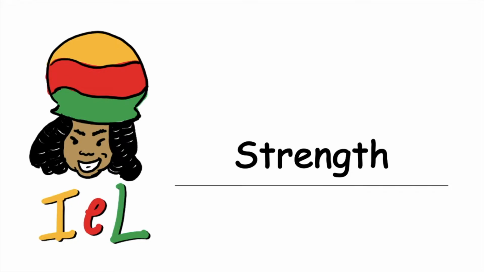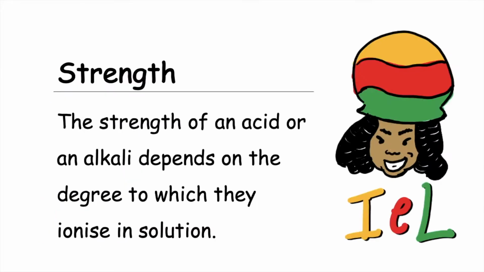So we will start by explaining the term strength of acids and alkalis. The strength of a solution, whether it's an acid or an alkali, depends on how much the solute molecules dissociate into ions. And by dissociate, we mean the molecules separate into the respective cations and anions.